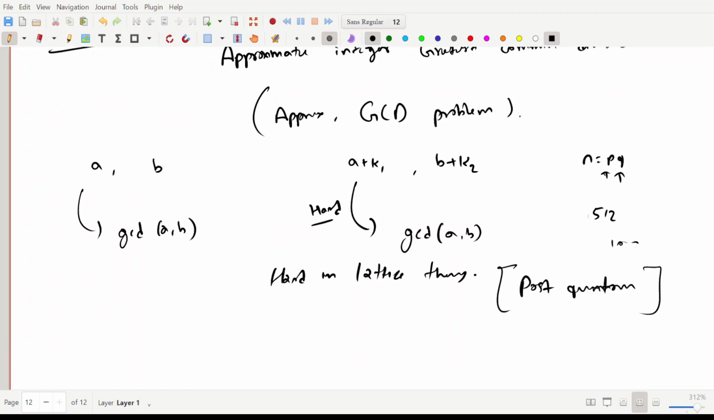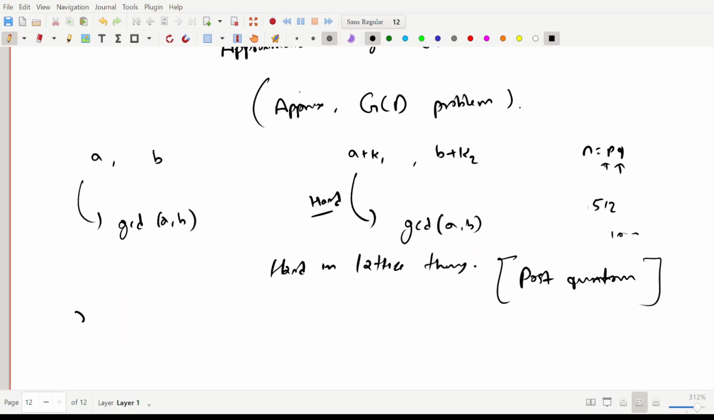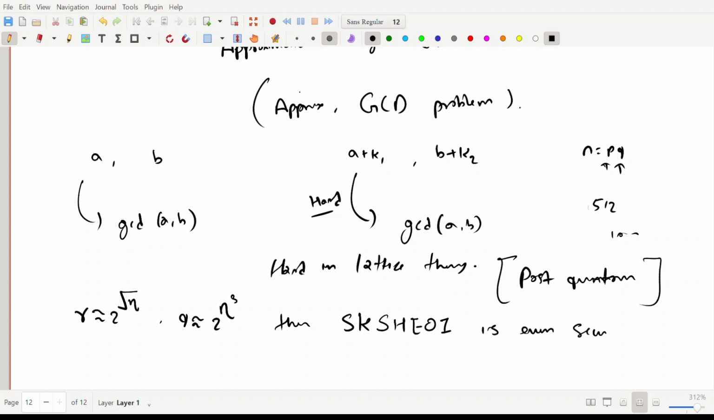There was a paper which says that if you take R which is 2 raised to root of n and your q should be 2 raised to n cube, then the secret key somewhat homomorphic encryption scheme over integers is secure. This is the condition. If you follow it, then this secret key somewhat homomorphic encryption scheme is still secure.